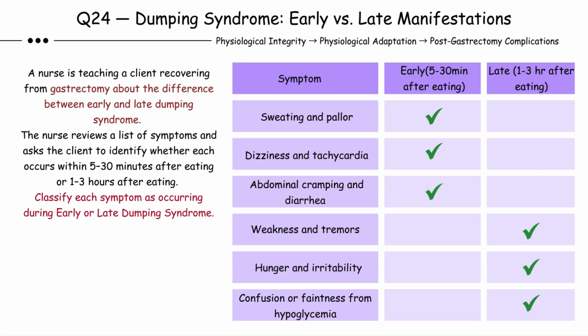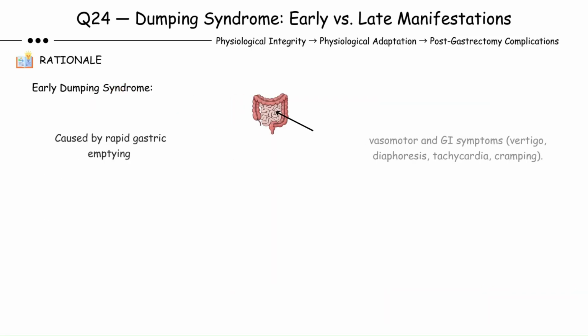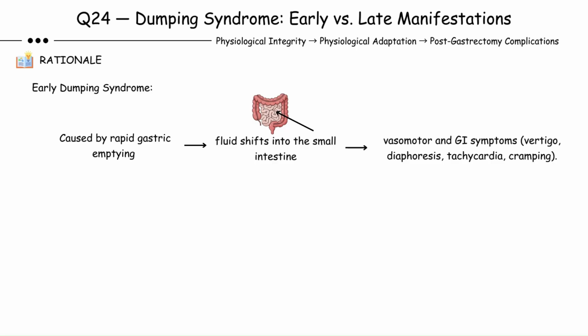Let's connect this to the underlying physiology. Early dumping is all about a rapid fluid shift. Because the stomach empties too fast, a hyperosmolar bolus suddenly arrives in the small intestine. Fluid moves from the bloodstream into the gut lumen, and the client experiences vasomotor symptoms like sweating, pallor, dizziness, and tachycardia, and gastrointestinal symptoms like cramping and diarrhea. So when you see sweating, pallor, dizziness, tachycardia, and cramping shortly after a meal, think early dumping, fluid shift, and vasomotor response.